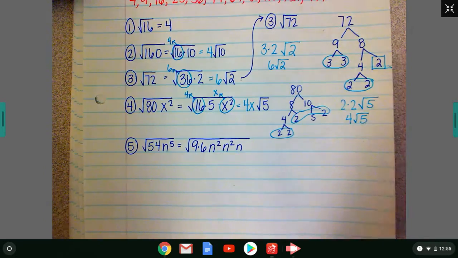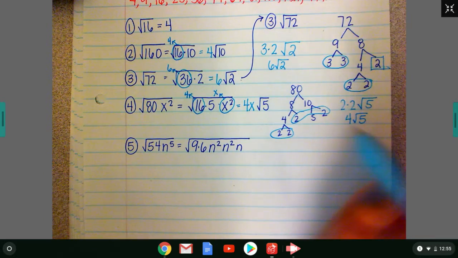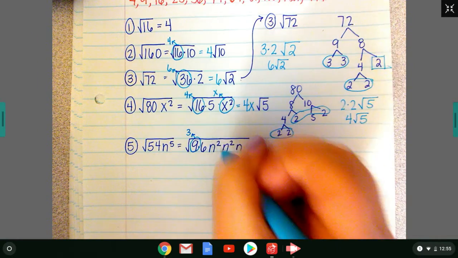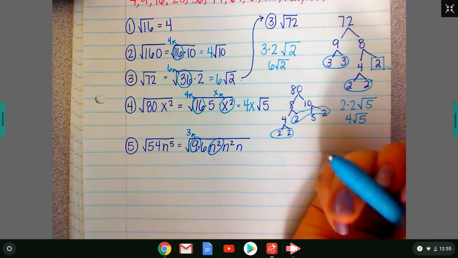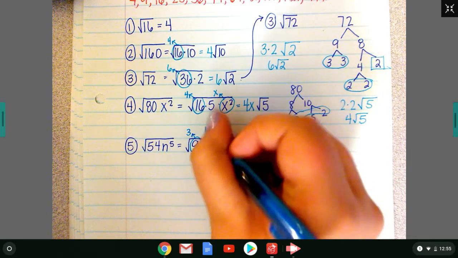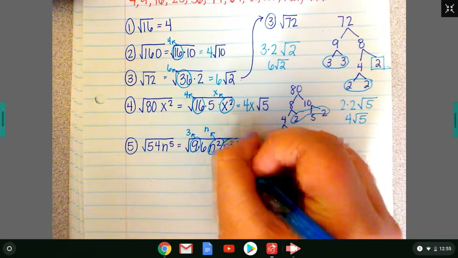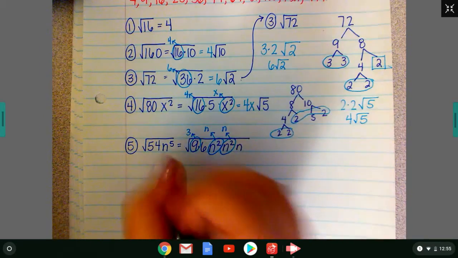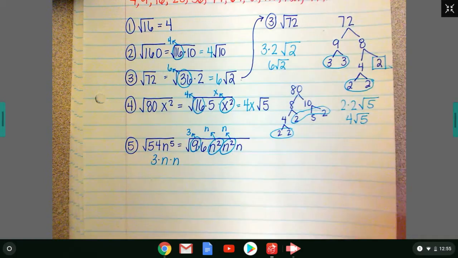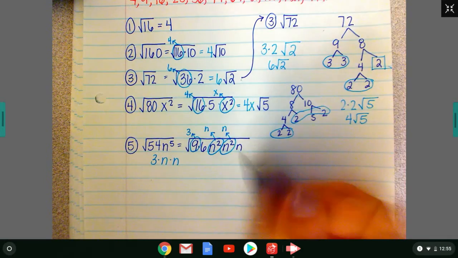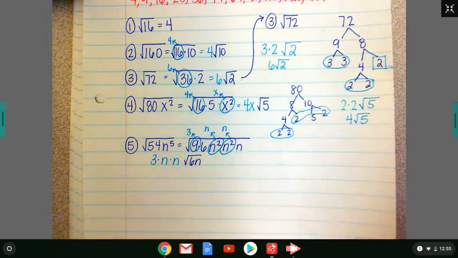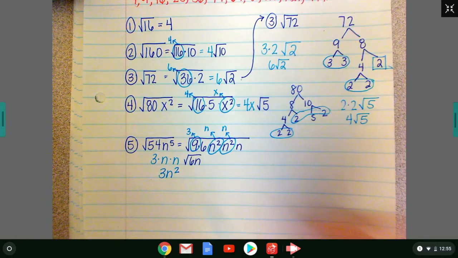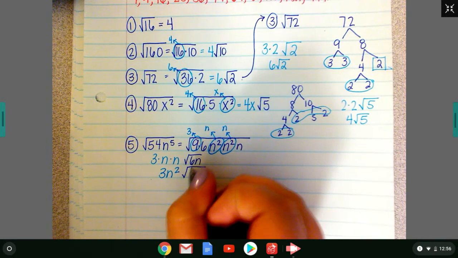And the way I wrote it's nice because those perfect squares will come out. So all of our perfect squares are the 9. That'll come out and become a 3. The n squared, what times itself is n squared, that's going to become an n when it pulls out. And this n squared as well will become an n when it pulls out. So I've got 3 times n on the outside, and on the inside I'm left with 6n. Final answer, let's simplify a little bit. n times n is n squared. So 3n squared root 6n.